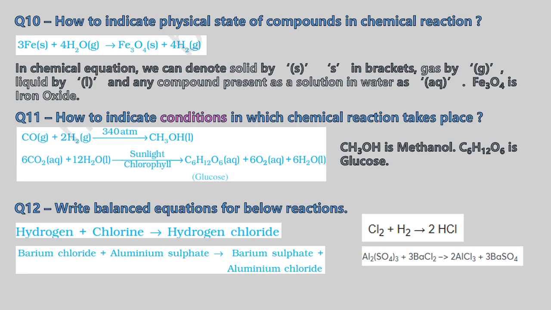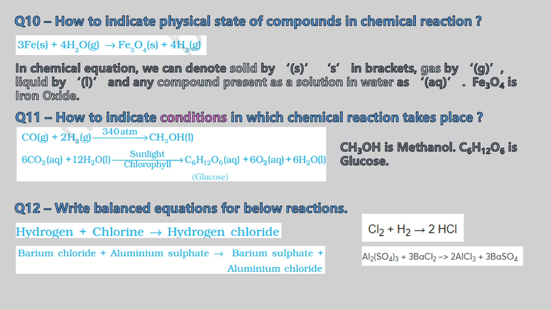Okay. So that combination, it has three sets of them. Okay. So the aluminium sulfate has two aluminium atoms, three sulfur atoms, and 12 oxygen atoms. Okay. So that is aluminium sulfate. Okay. This will react with three barium chloride atoms.